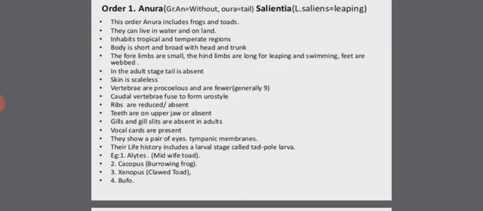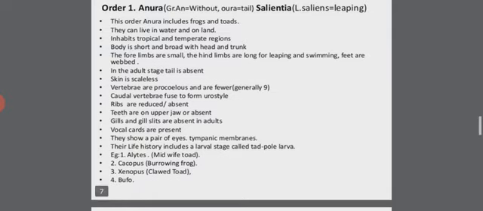stage called tadpole larva. Some familiar examples: Hyla, Alytes, which is commonly called midwife toad because of its very well organized type of parental care. Then Cacopus, which is commonly known as burrowing frog, and Xenopus, commonly known as clawed toad, and Bufo, which is a very common toad found in India.